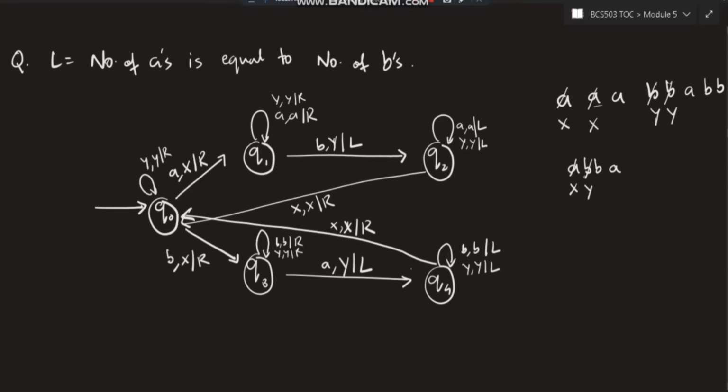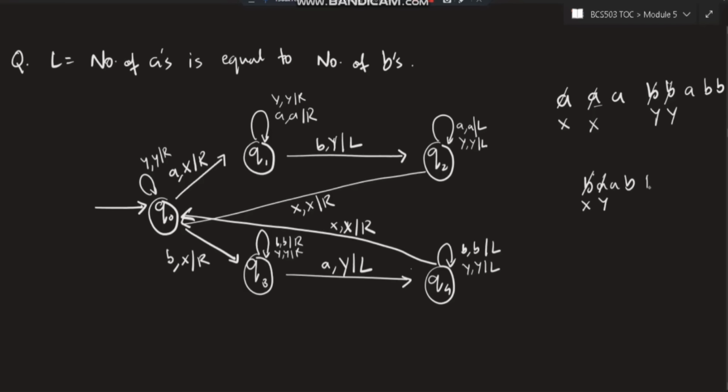This applies the same for the kind of string where it will be B A A B. Here when I encounter a B, I'll make it as X, and when I encounter an A, I'll make it as Y and come back here. X X R, again I'll come back here. Y will be there. Y it will ignore and move on. A X R it will continue.